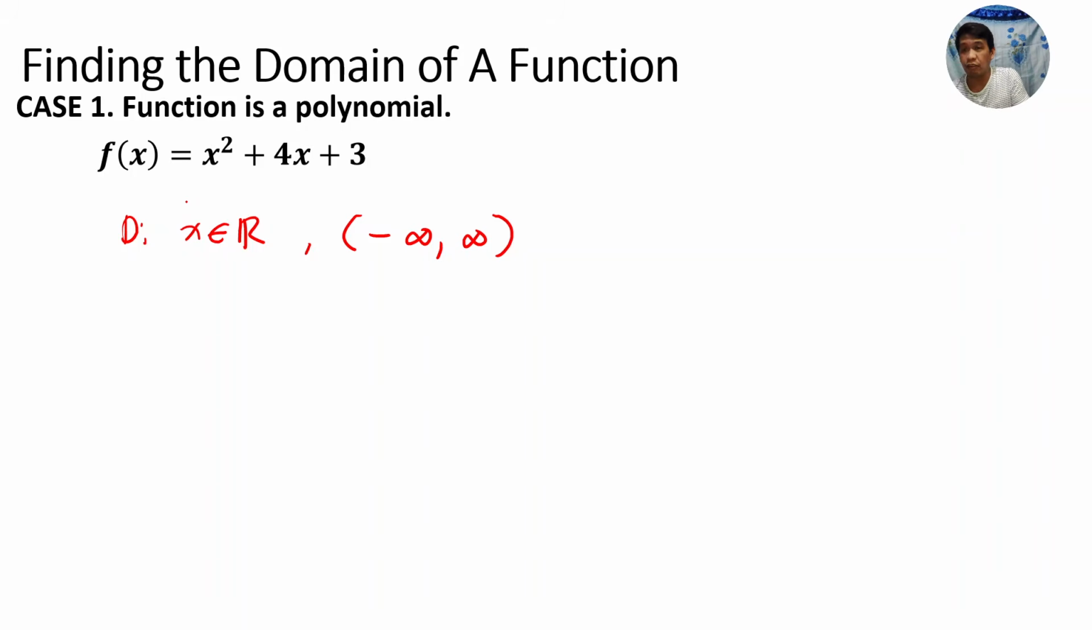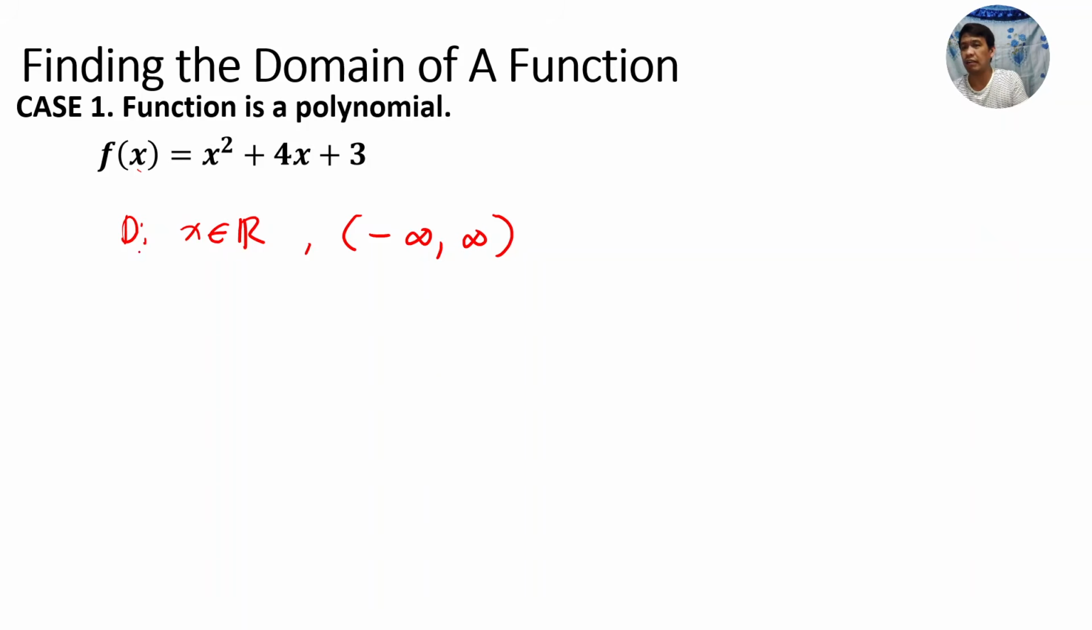Kasi kahit anong value ang isubstitute natin dyan, ang function of x will always be defined. Kasi pag nilagay mong infinity, undefined na, kasi infinity is not defined, or you cannot define infinity. So, that is when the function is a polynomial.